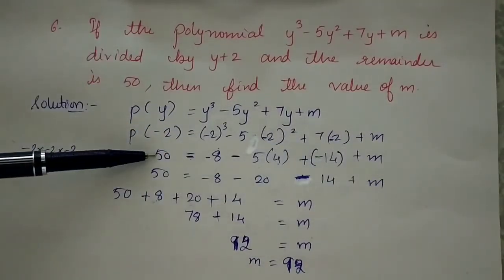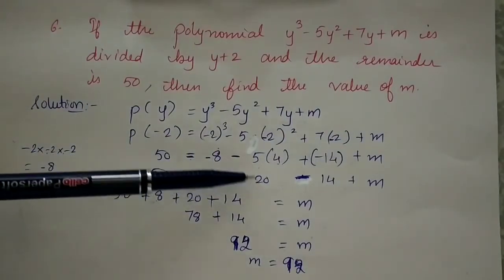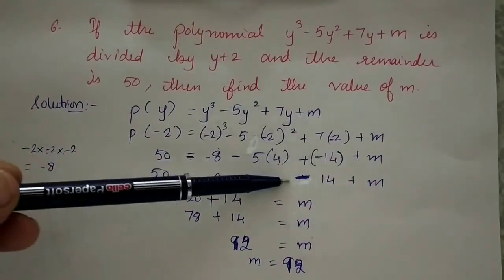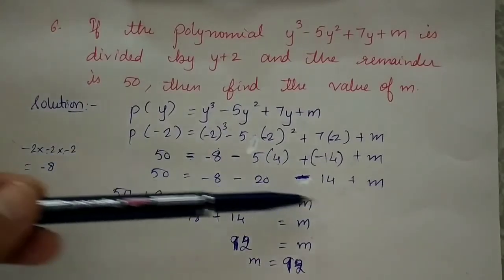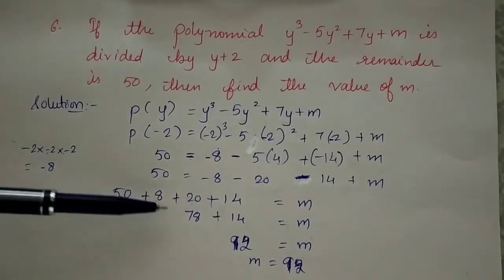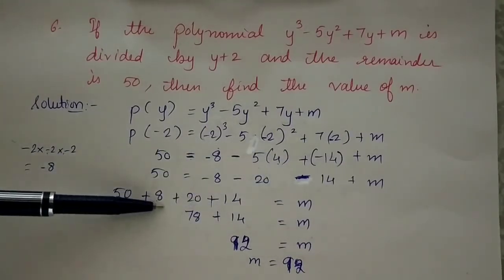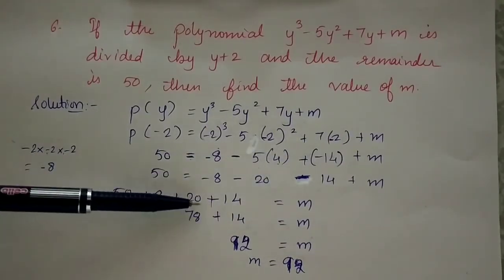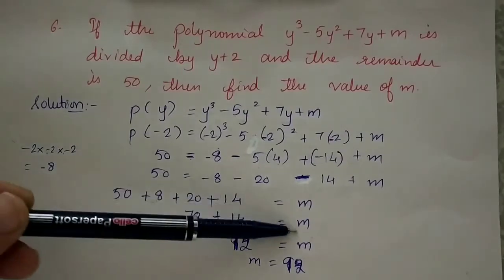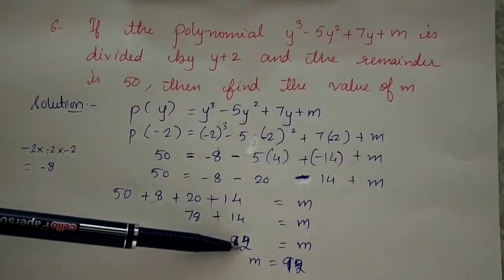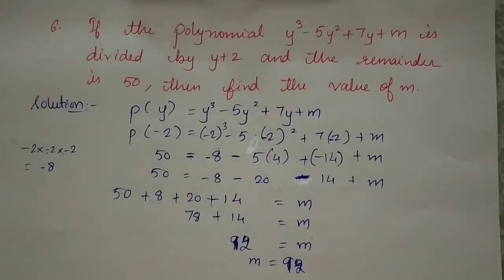So in the next step we'll have 50 is equal to minus 8, 5 4s are 20, plus into minus minus, minus 14 plus m. All these three will go on this side, so 50 plus 8 plus 20 plus 14 will give m. 50 plus 8 will be 58, 58 plus 20 will be 78, plus 14 is equal to m. So 78 plus 14 is going to give you 92.